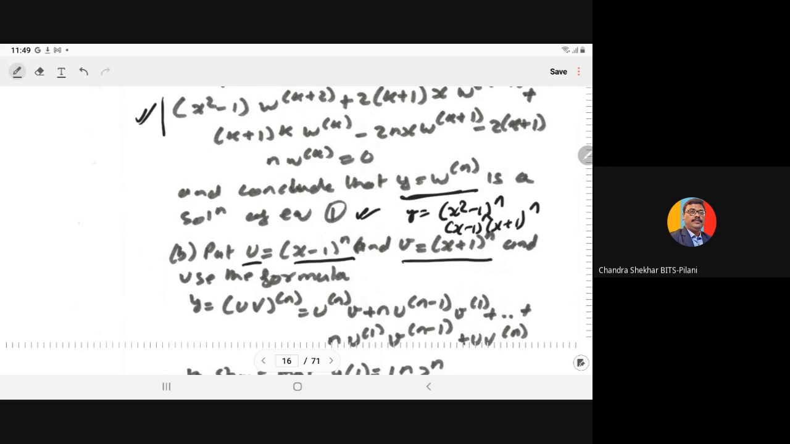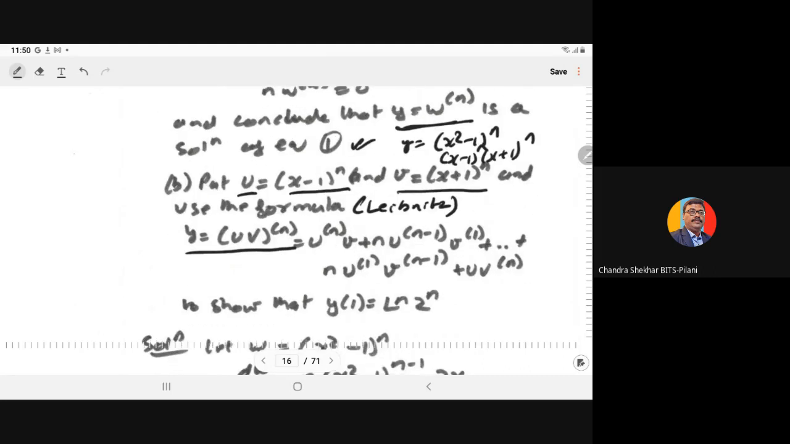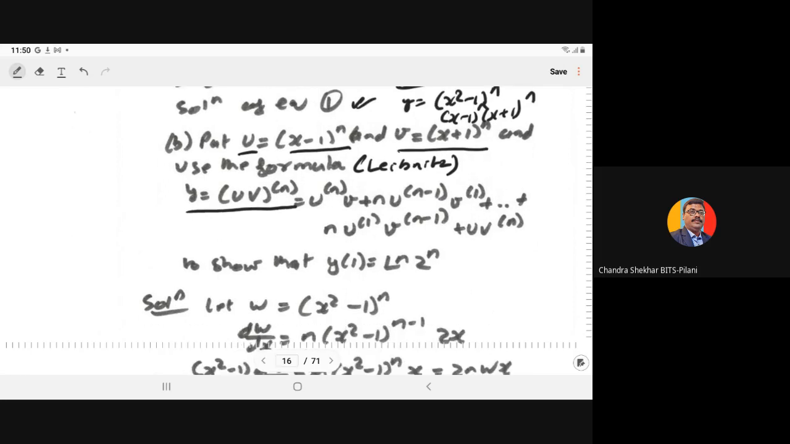using the Leibniz formula, if you have to compute the nth derivative of w, so w is what? u into v. So that is equal to nth derivative of u into v plus n minus 1th derivative of u into first derivative of v, and so on. So in this case, if you will see, y will come factorial n 2 to power n.